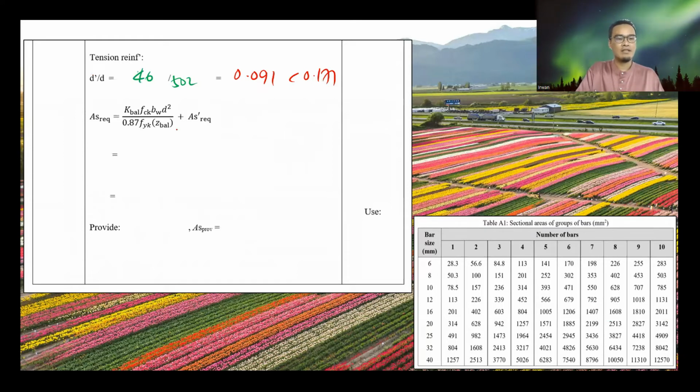Now we can proceed to As required, which is K balance, 0.167, multiplied by fck, and then 225 of bw.